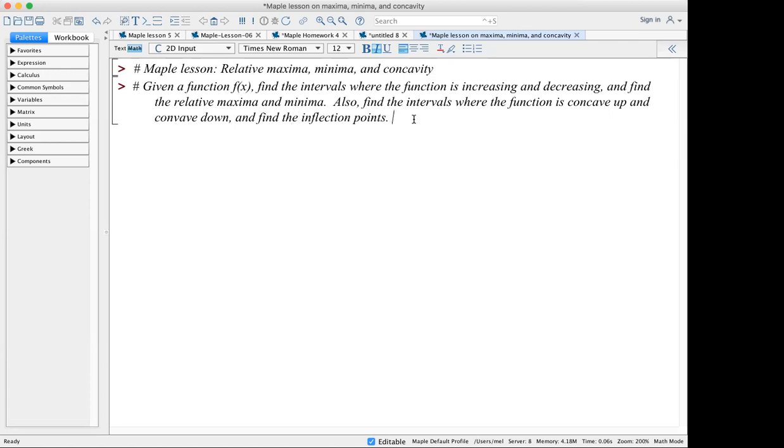So this is a basic problem in calculus, and let me work on this with one of the problems from homework 6. So we have the function f of x is the cubic 2 times x cubed plus 7 times x squared minus x minus 4.